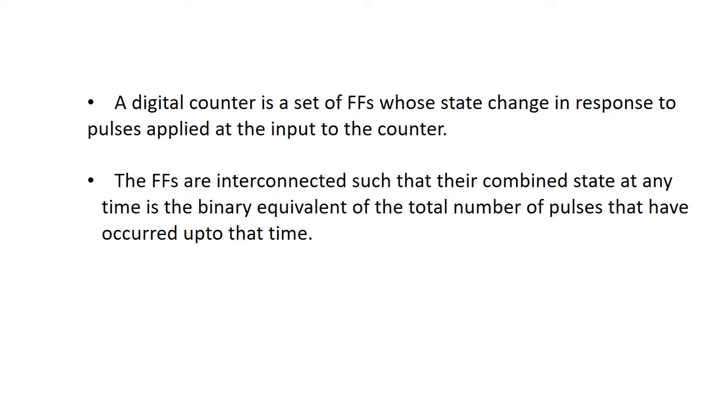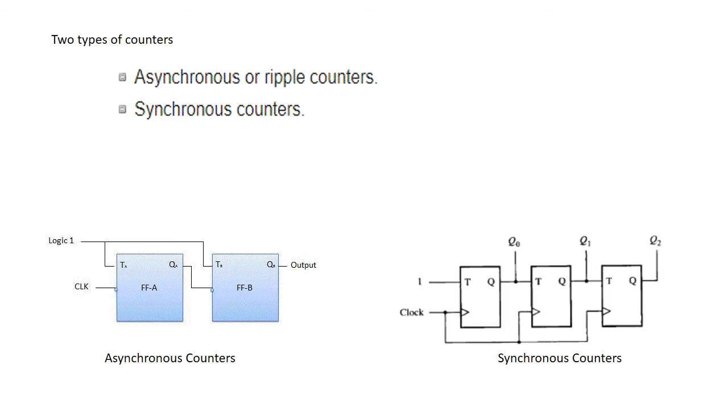Counters can be of two types: asynchronous counters or synchronous counters. Asynchronous counters are also called ripple counters. In asynchronous counters, the flip-flops are connected in such a way that the output of the first flip-flop drives the clock for the second flip-flop. The output of the second acts as the clock of the third, and so on. But in the case of synchronous counters, there is no connection between the output of the first flip-flop and the clock input of the next flip-flop.